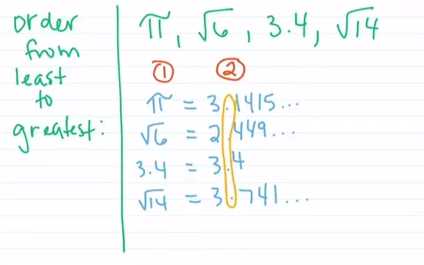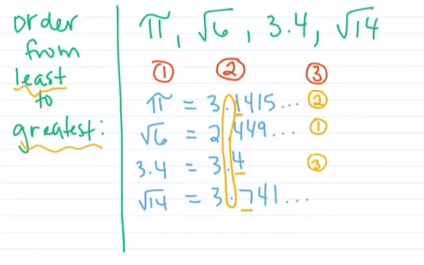Okay, step 3, compare place value. This time I'm ordering from least to greatest. So my least number here in the ones place is 2, so I'm going to order that one first. Then I have 3 3s, so I'll look at my tenths place. 1, 4, and 7. Well, 1 is least, so pi is going to come next. Then I have 4 and 7. 4 is less than 7, so this one will be third, and square root of 14 will be last.